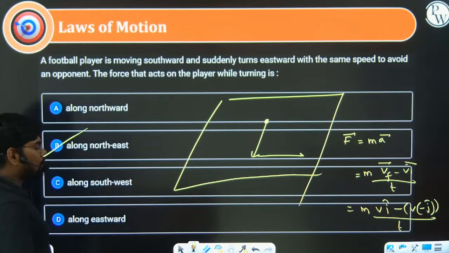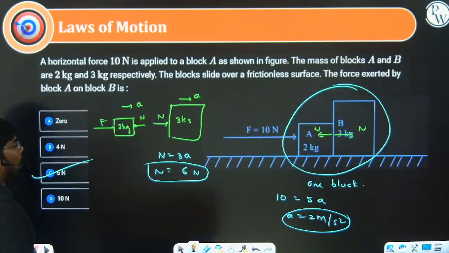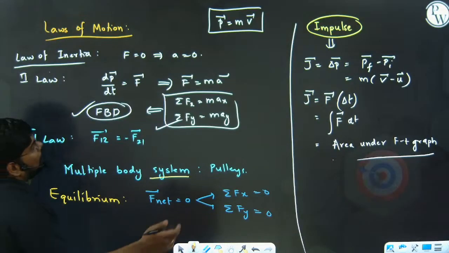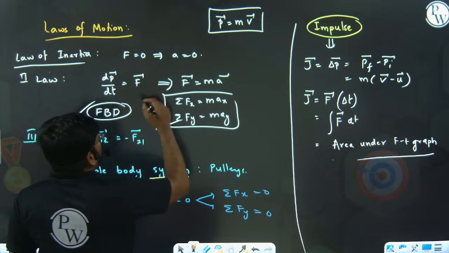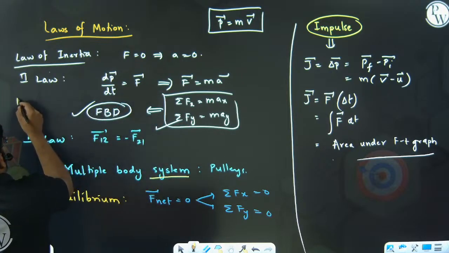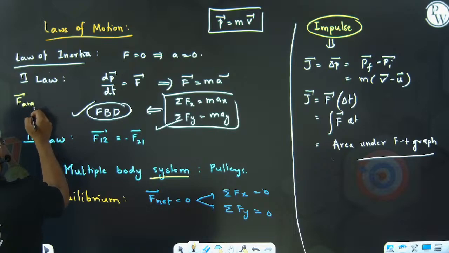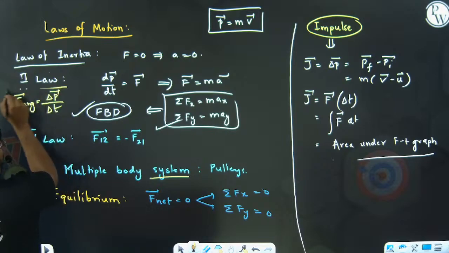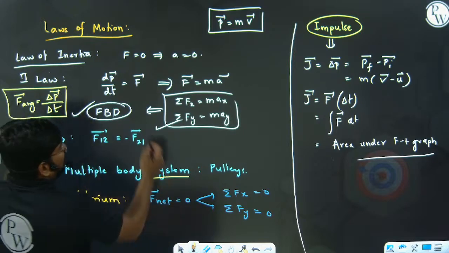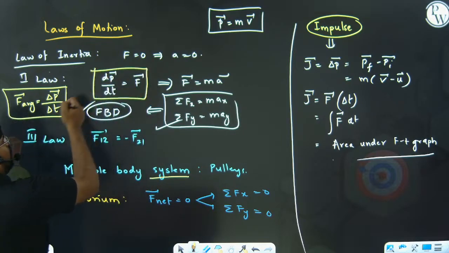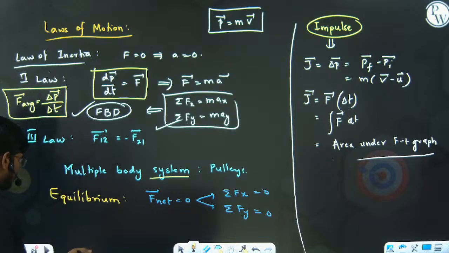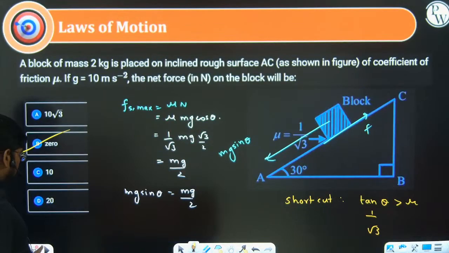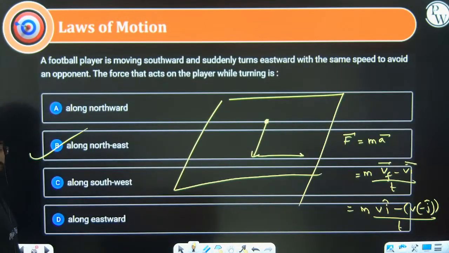This is one more thing that I can add here. If you want to find instantaneous force, this is the way. If you want to find average force, how to find it? Total change in momentum by total time. We can expect questions on this also. This is at the instant, and this is average force. The football player question is based on average force.